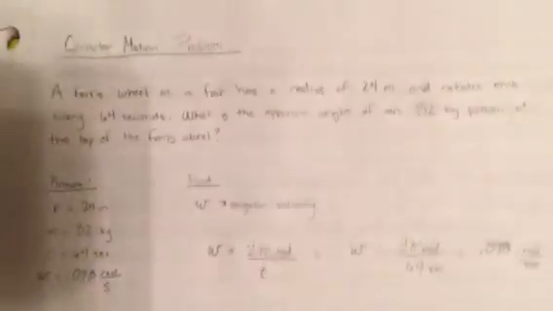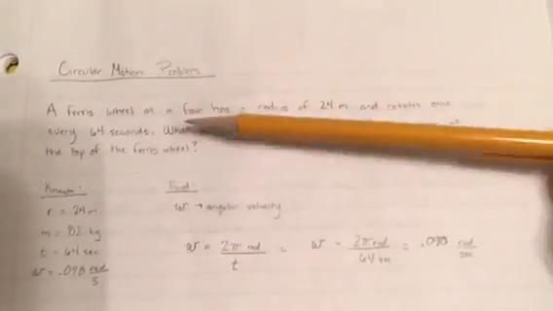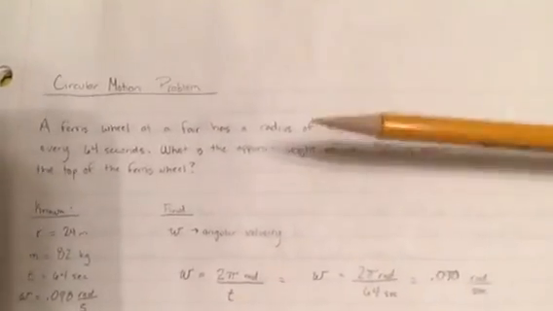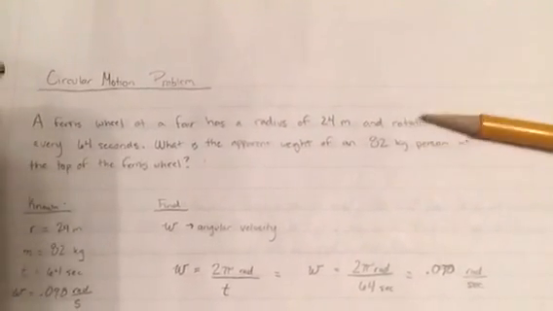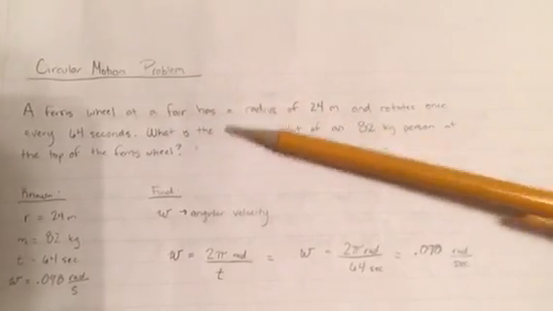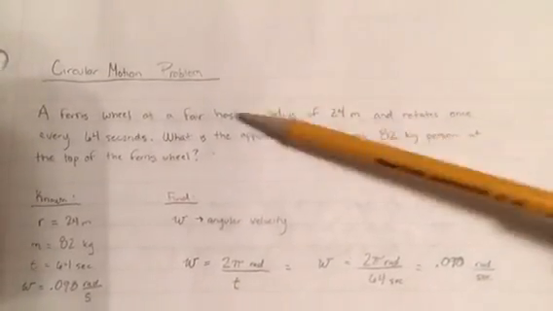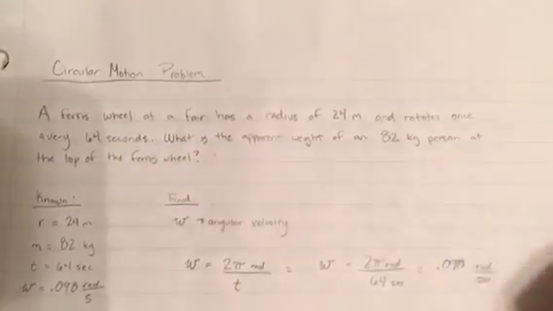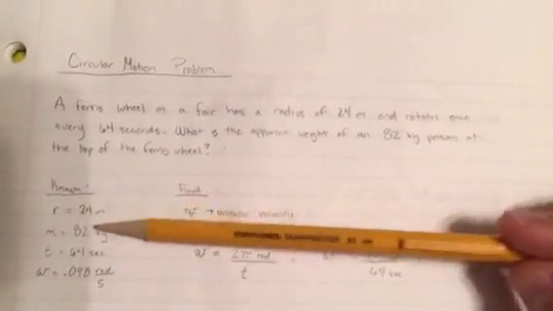All right, so this is a problem that I did on circular motion. The problem is a Ferris wheel at a fair has a radius of 24 meters and it rotates once around in 64 seconds. So the question is, what is the apparent weight of an 82 kilogram person at the top of the Ferris wheel?